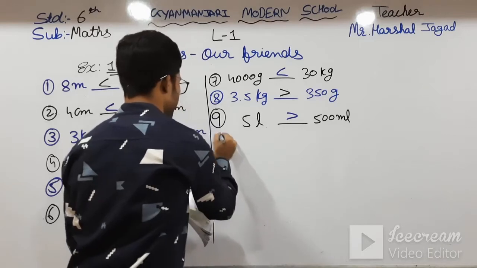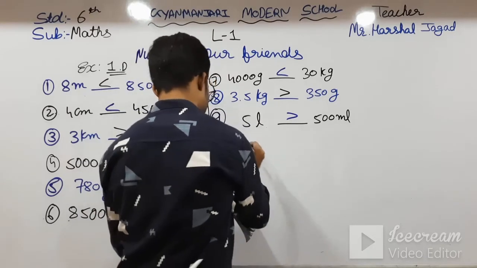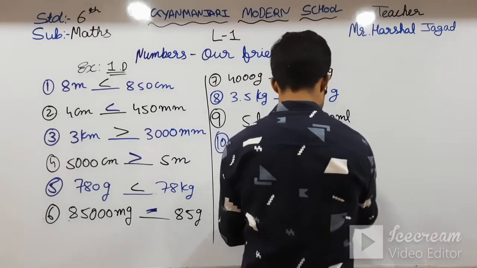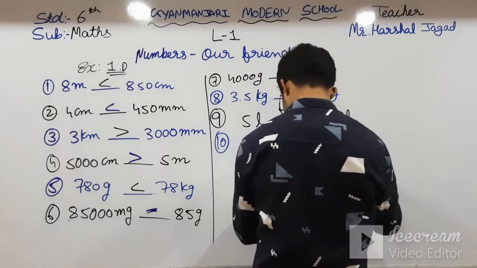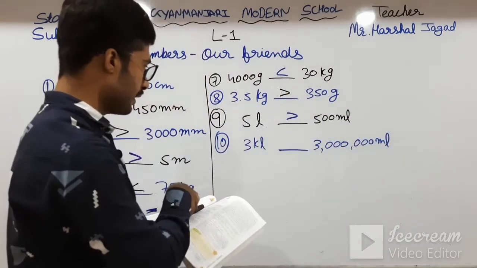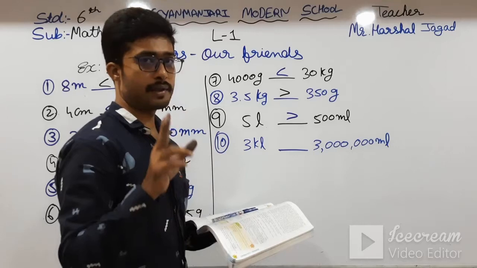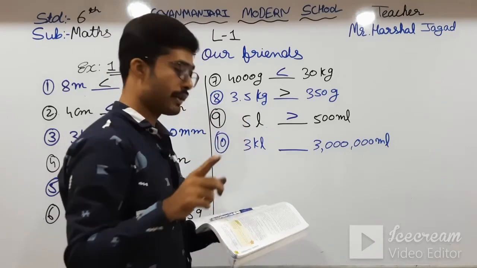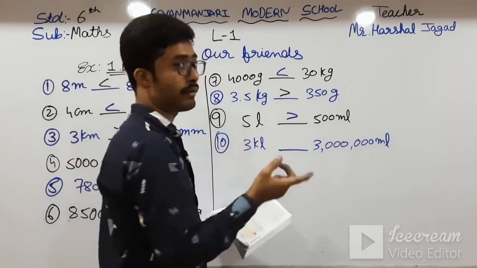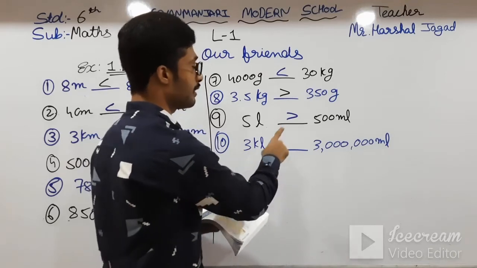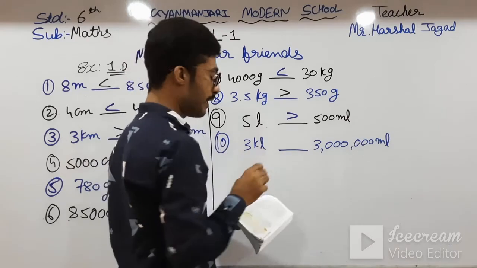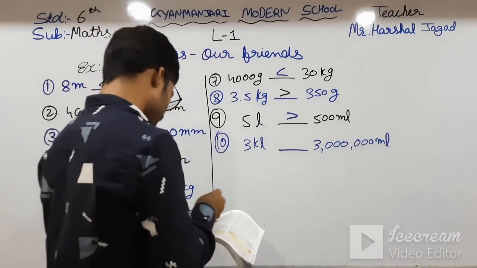Okay students, 10th one. 10th is 3 kiloliter and 3 million ml. Okay students, 1 kiloliter is equal to 1000 liter and 1 liter is equal to 1000 milliliter. So if we convert 3 kiloliter into liter, it is 3000 liter, and if we convert into ml, then 3 million ml. Okay students, so this will be equal.